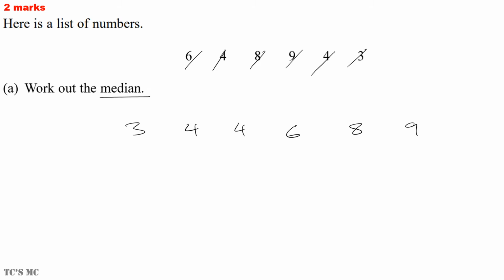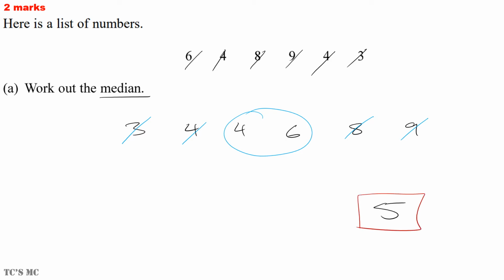Now we have 1 mark. To find the middle number, cross out from the beginning and the end. We need to find the number that's in between 4 and 6. Just by looking at this, you might know that it's 5, and you would get your second mark.